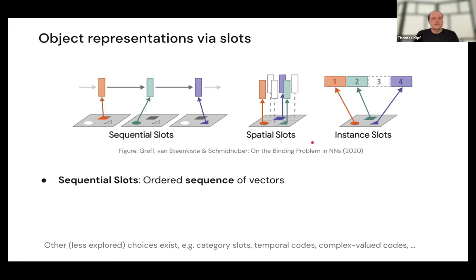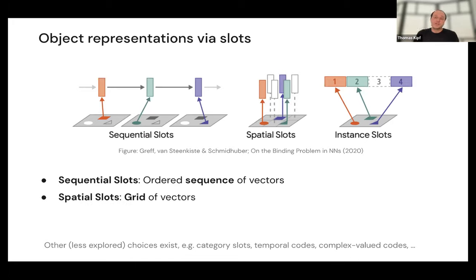So for sequential slots, we typically assume we have an ordered sequence of vectors. A typical example could be you have an image and you extract one object at a time. That is similar to a visual saccading mechanism where you pay attention to one object, you abstract it, and you look at the next object and so forth. One nice property of this is that it doesn't really matter how many objects are in the image, you can just sequentially go through all of them. And it's therefore a pretty general mechanism.